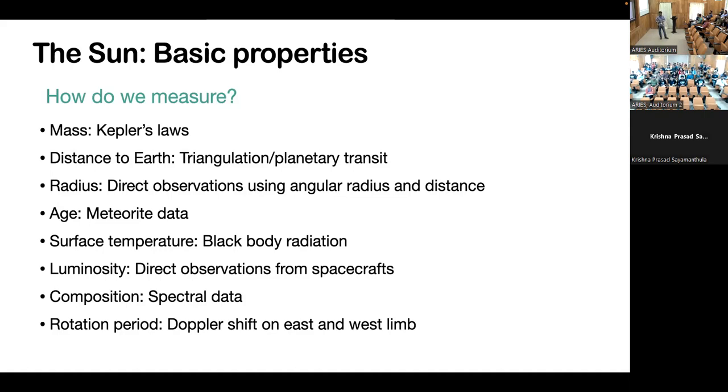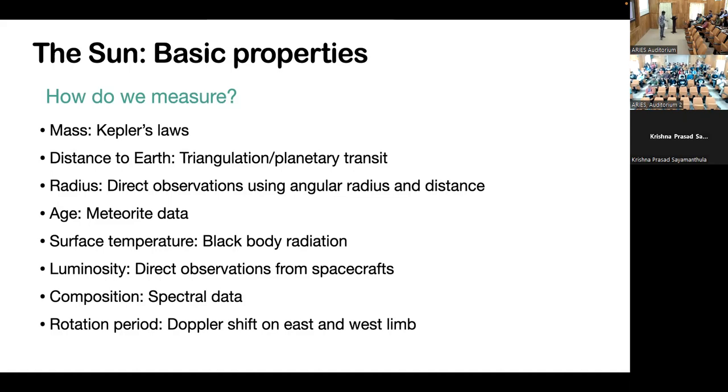And then the surface temperature of the sun. This, I guess, most of you know the Wien's displacement law. So from that, you can measure, assuming that the radiation emitted by the sun is black body radiation. You will see shortly in the course how good this approximation is for the sun case, at least the radiation coming from the sun. So the surface temperature you can estimate using that.